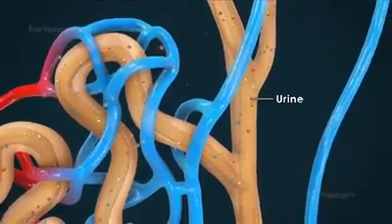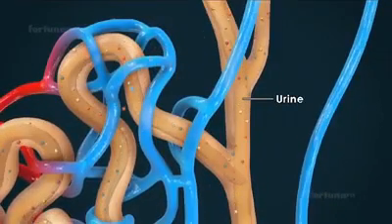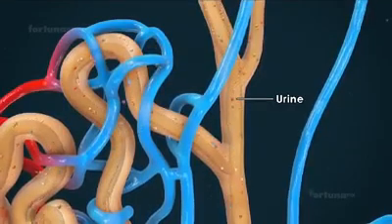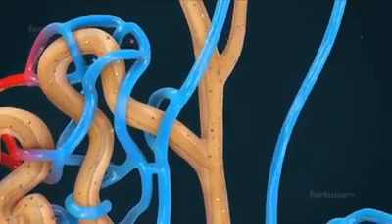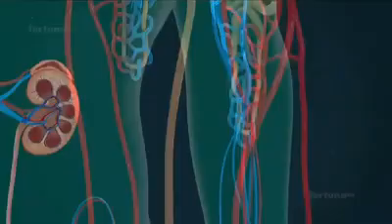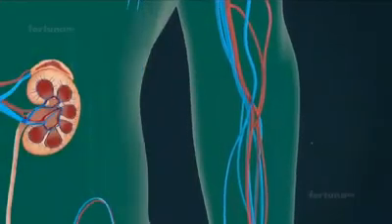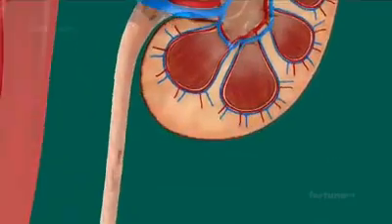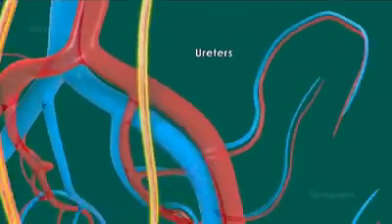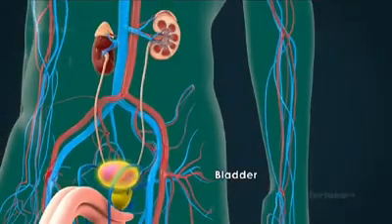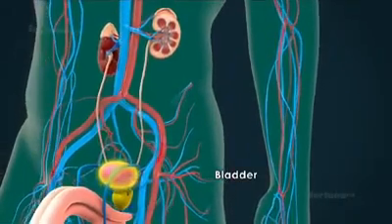Urine, the resultant fluid once everything has been through the process of filtration and reabsorption, passes from the distal tubule and into the collecting ducts. It then passes from the collecting ducts through the drainage system of the kidney, through the ureters, and into the bladder for expulsion via urination.